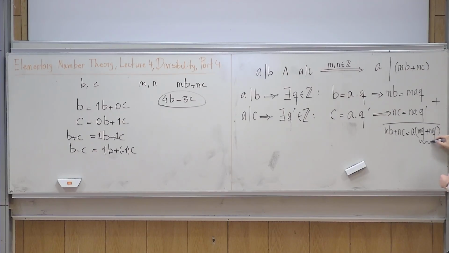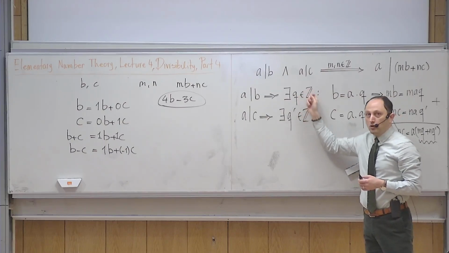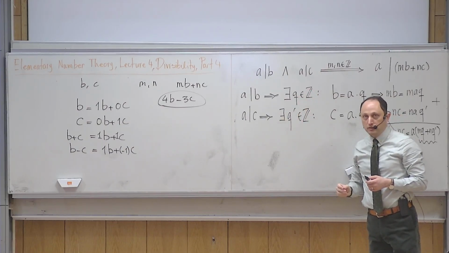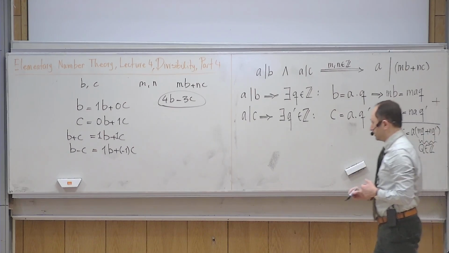But what type of number is this? M and N are given to be integers. Q and Q prime are also integers by the definition of divisibility. So this means that this combination, which is the sum of the product of integers, is also an integer. So if you don't mind, let me call it capital Q. What is important is that this capital Q belongs to the set of integers.